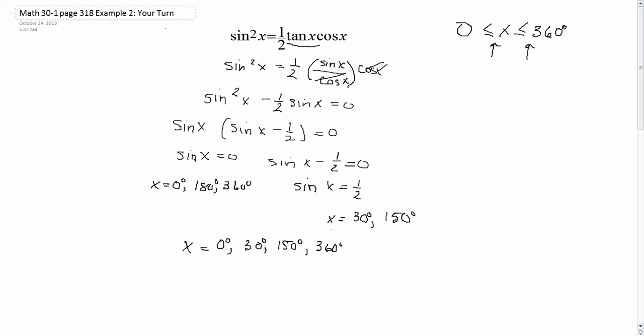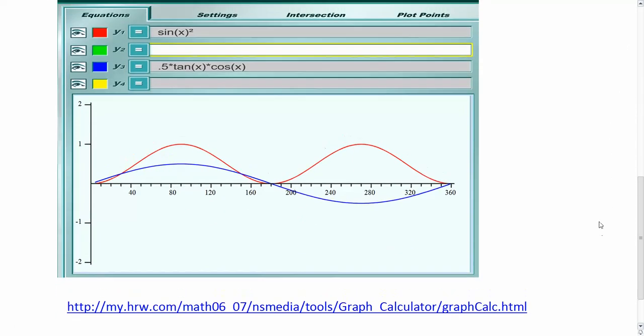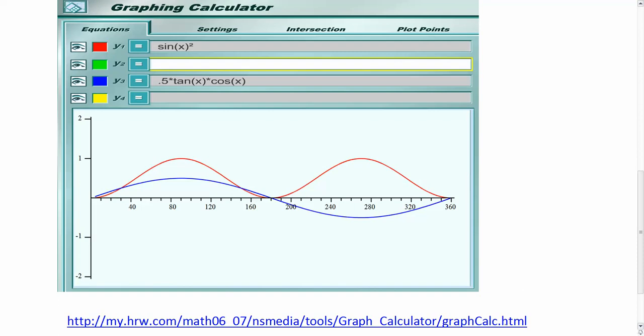So this was part A. Part B asks us to verify our solutions graphically. I've used an online graphing calculator and just taken a screenshot of it. Here is the URL for that graphing calculator.